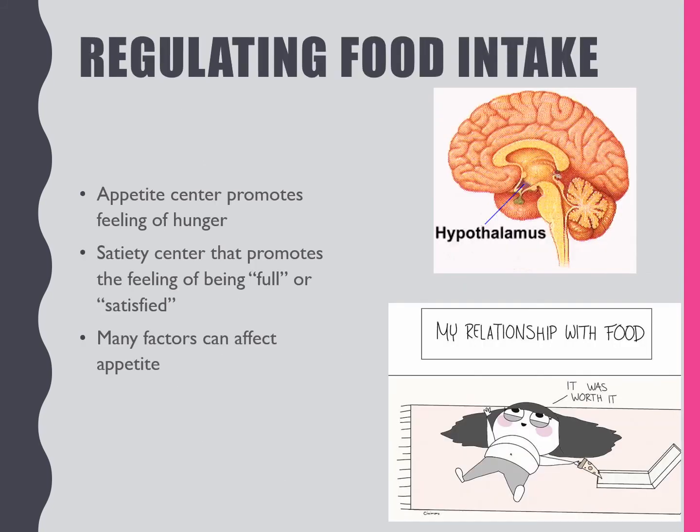So how do we know when to eat or when to stop eating? Well, that is thanks to our hypothalamus. Our hypothalamus has two different areas that control appetite and promote feelings of hunger. And then there's another area called the satiety center that promotes feelings of being full or satisfied. Now, when we eat really fast, it takes a little bit of time for our gut to tell our hypothalamus that we are full and satisfied.